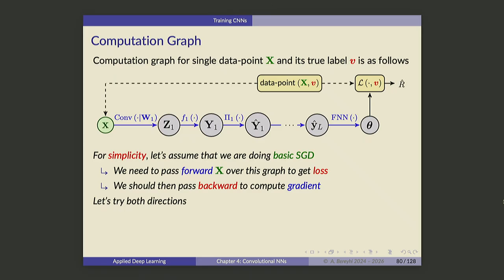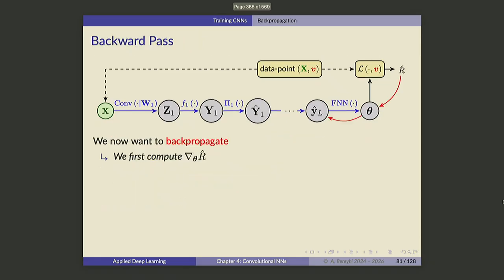And now the backward movement is what we want to do next, right? So first things first, if I want to move backward from the loss up to the very last convolutional layer, I am able to do it easily, right?